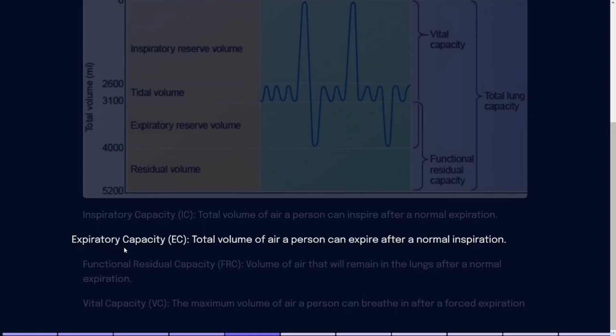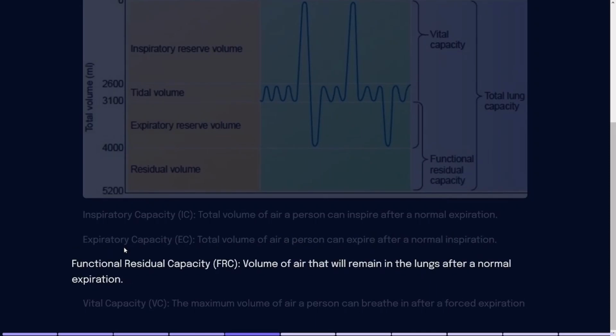Expiratory capacity is the total volume of air a person can expire after a normal inspiration. So you can do a normal inspiration, which will be tidal volume inside your lung, and now expiratory capacity will be that tidal volume plus the reserve volume which is there in your lung, not the residual volume, the expiratory reserve volume, which will be ERV. So TV plus ERV. Next, functional residual capacity.